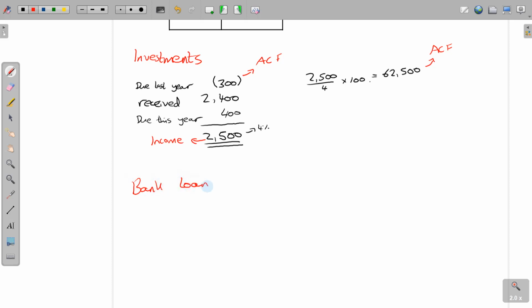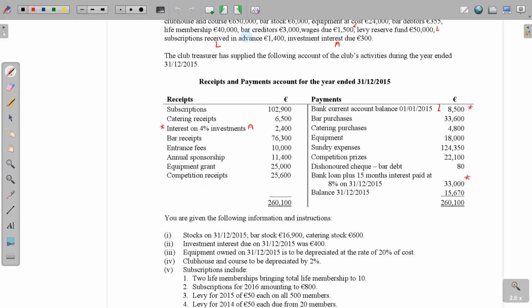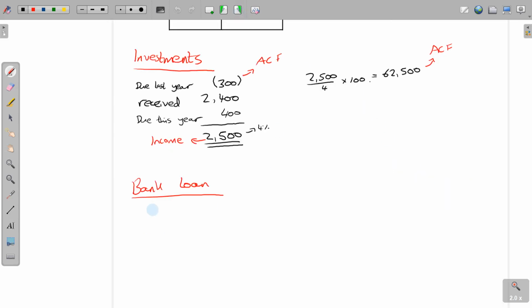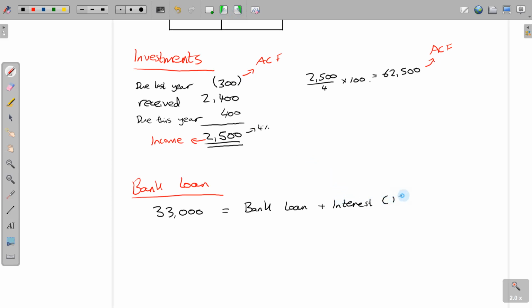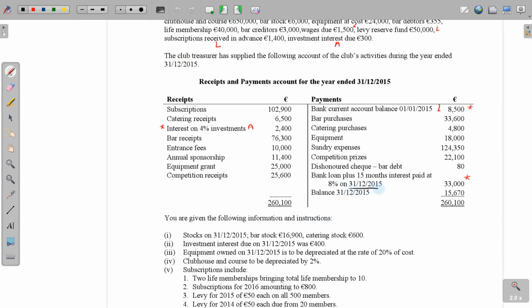So we have a bank loan. The details are nearly always the same when they come up. We're told a bank loan plus 15 months interest paid at 8% on the 31st of 12, 2015 is 33,000. So 33,000 is inclusive of the bank loan plus the interest, which is 15 months. Again, this was paid at the end of 2015.